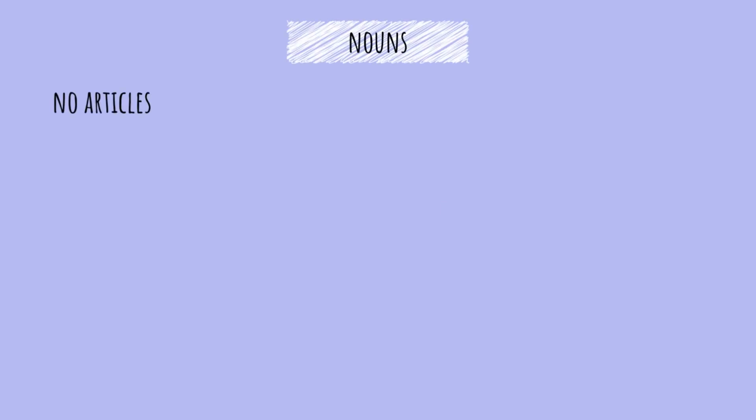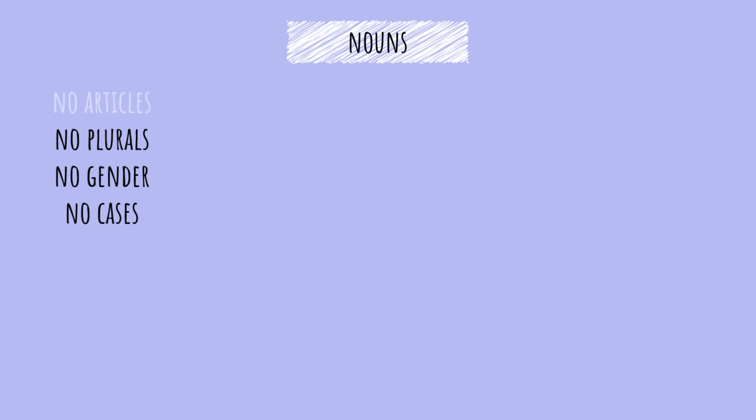In this lesson, we're going to talk about Korean nouns. Last time, I said that Korean nouns are relatively easy. But why did I say that? I said that because they have no articles, no plurals, no gender, and no cases. Today, I'll go into a bit more detail. Let's start with articles.